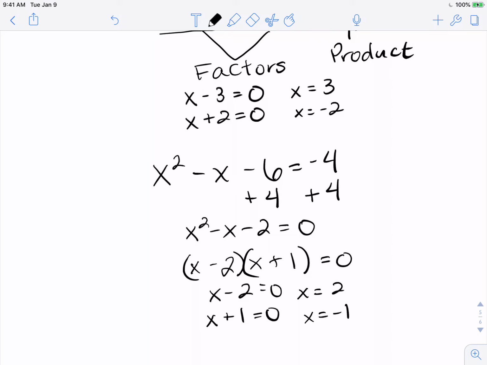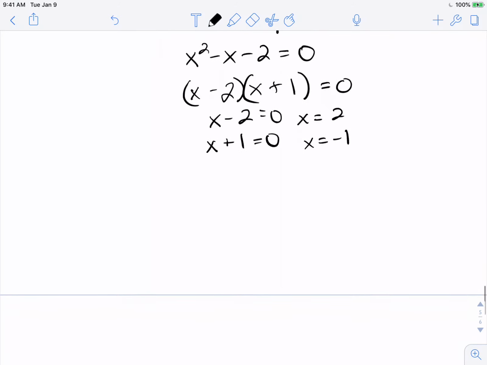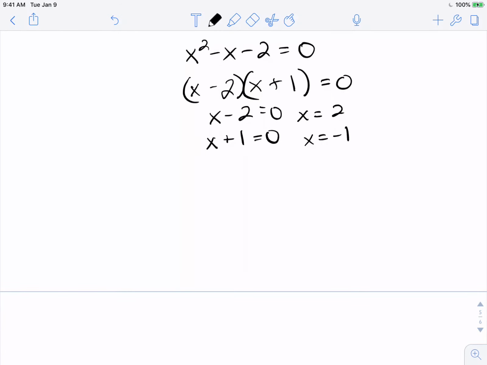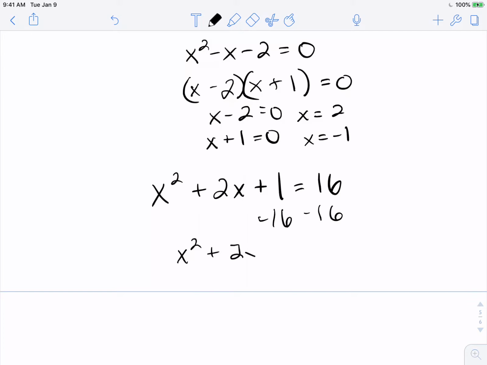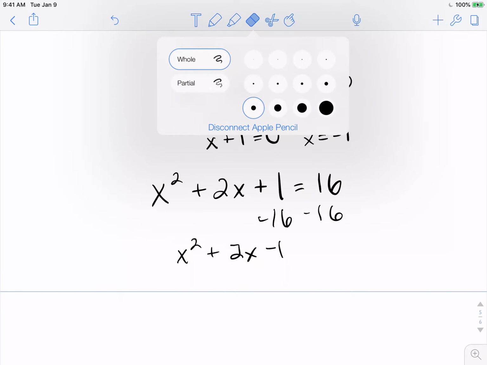But there is a special case where if you have a perfect square trinomial, so let's say x squared plus 2x plus 1 equals 0, or equals something besides 0, let's say equals 16. You could subtract 16 from both sides and get x squared plus 2x minus 15 equals 0. You can factor that and solve it. Or, just erase it.